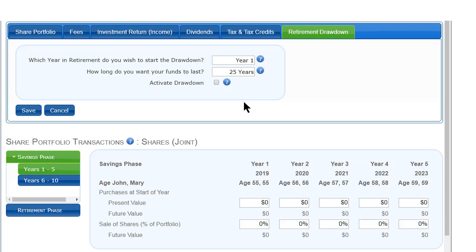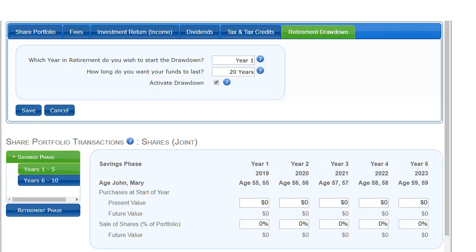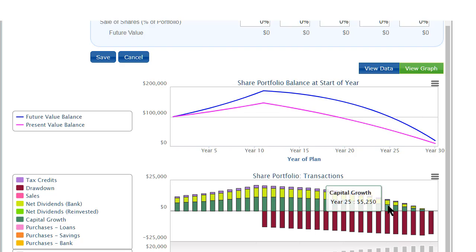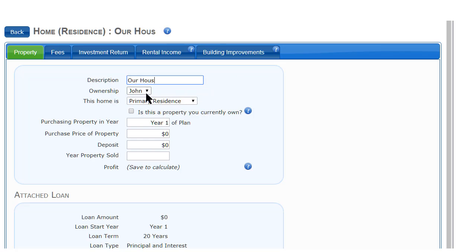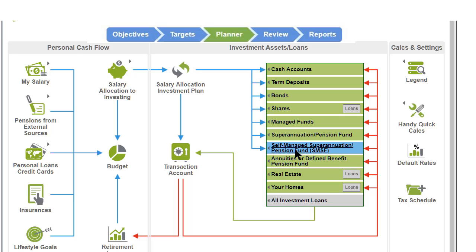60% of the shares will have imputation credits and the fund will be drawn down over 20 years. This means there will be a zero balance at the end of the plan. The home is debt-free and has a current valuation of $1 million.